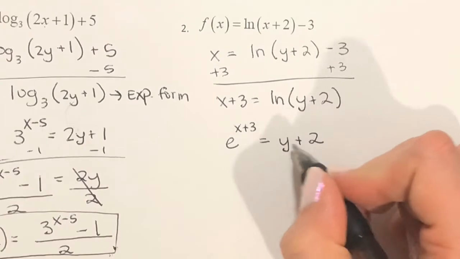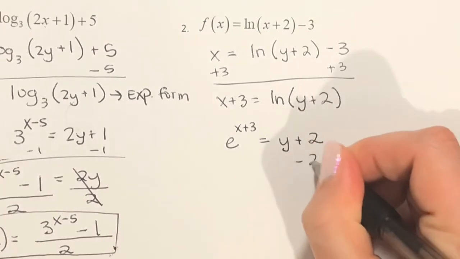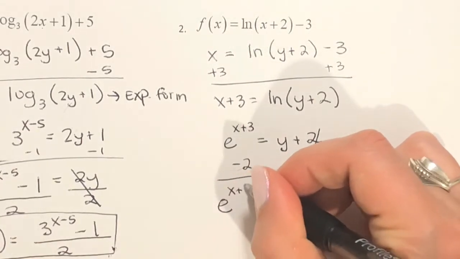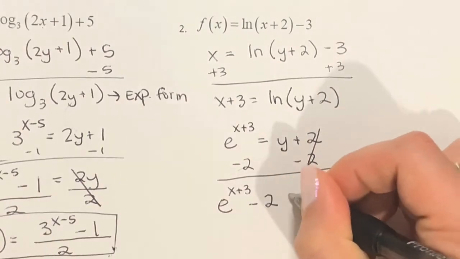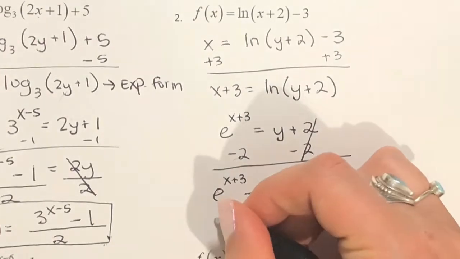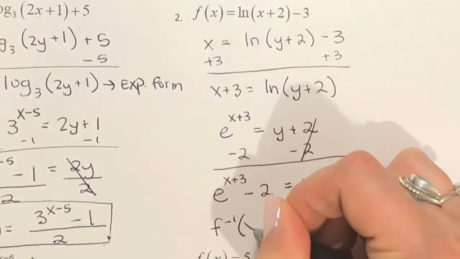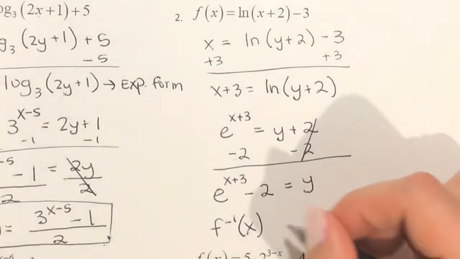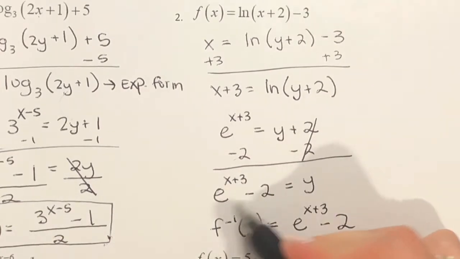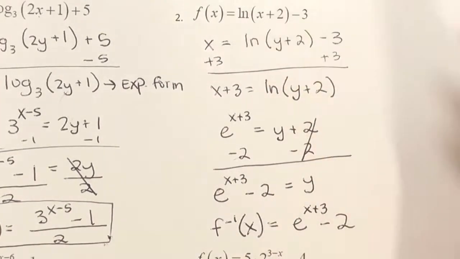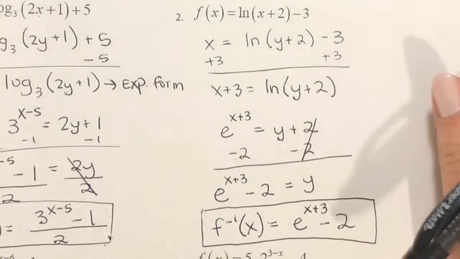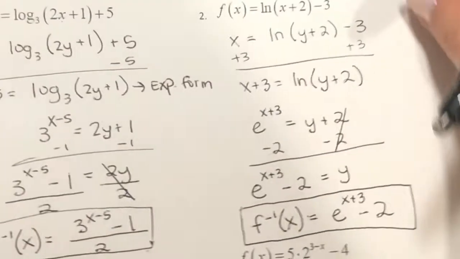And then we're still just isolating y, so we're going to get rid of this +2 by subtracting 2 on each side. So I have e to the power of x plus 3, and then this -2 on the back is equal to y. But then again, with our inverse notation, we're going to switch it back to that f to the -1 of x, and then that equals e to the x plus 3 minus 2. So again, this notation just means it's the inverse of the original f function that we started with. So that one wasn't quite as ugly as the last one. Okay, let's try another one.